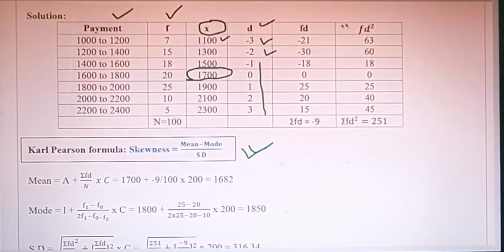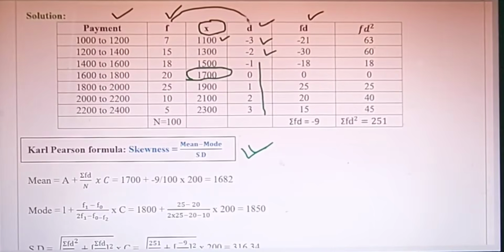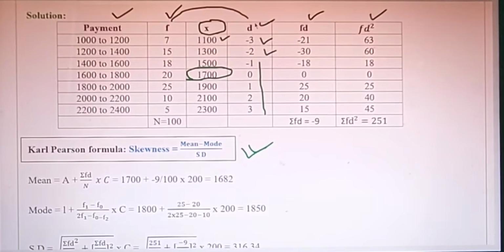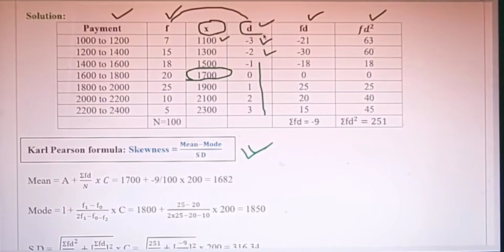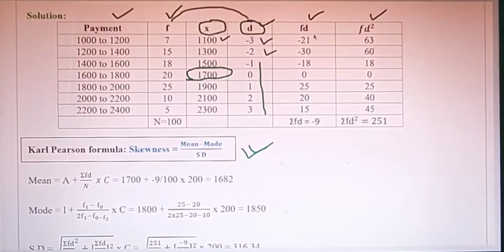Now what we are going to do, we will calculate FD. FD means frequency into deviation. So you will get this value. Then again you have to find FD square. This is easy, no problem with this, because we just need to square the value of D and multiply it with F, or even you can multiply FD into D. So you get this value.